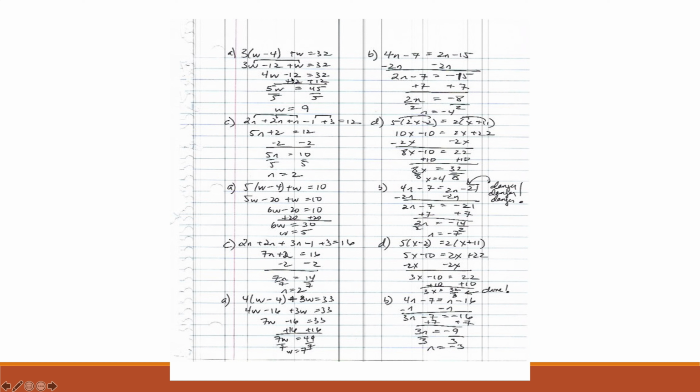Looking over at B, that's just a standard opposite side, opposite operation situation. You should be very comfortable with that. Letter C is a little bit of an expanded same side, same operation. This time there's 3 different terms with an N in it. 2N and 2N and 1N make 5N. And there's also 2 numbers that are on the same side. Negative 1 and 3 make 2.